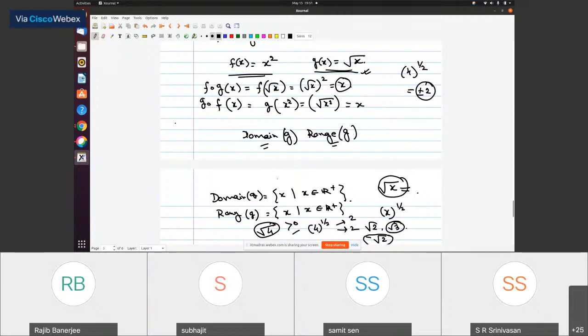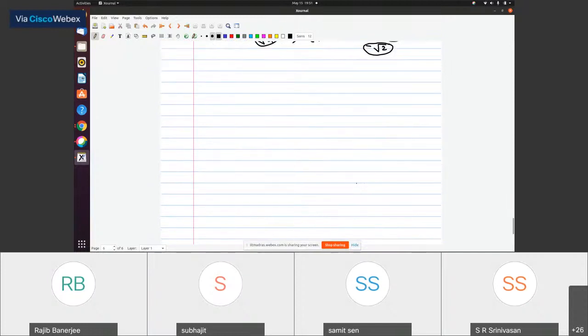So that's my point. Because we are always taking the domain of G as positive numbers, what we get outside is also positive. So this x belongs to that positive set. In this case, f composed with g is the identity function, so these are inverses of each other.